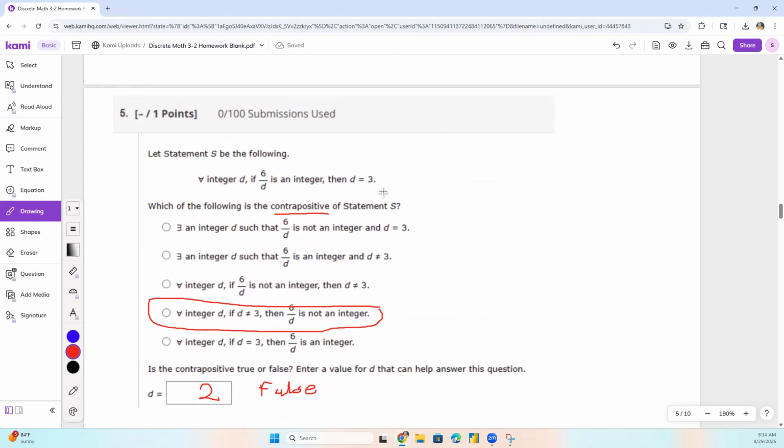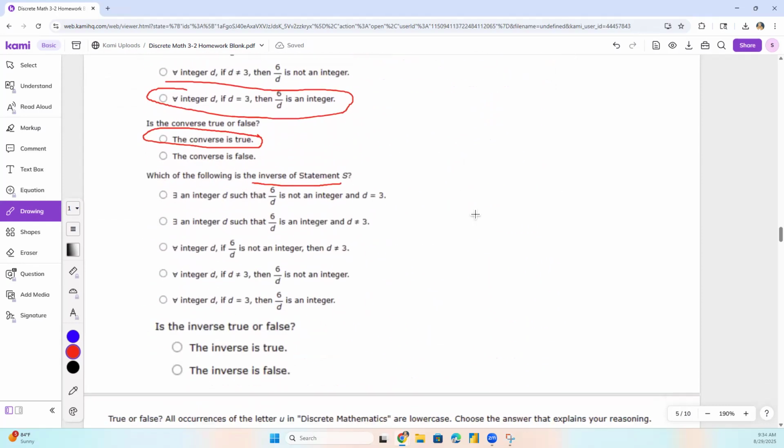The rule for the inverse of a statement is not P, then not Q. So we are going to choose this answer: for every integer D, if 6 over D is not an integer, because we're negating the first part, and then we're going to negate the second part. So the correct answer will be this one. For every integer D, if 6 over D is not an integer, then it's not a 3.